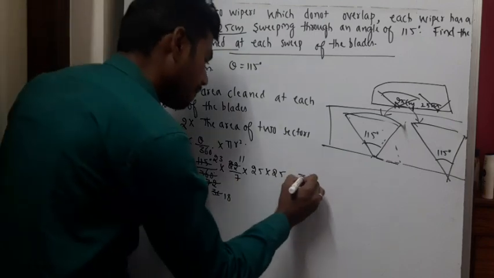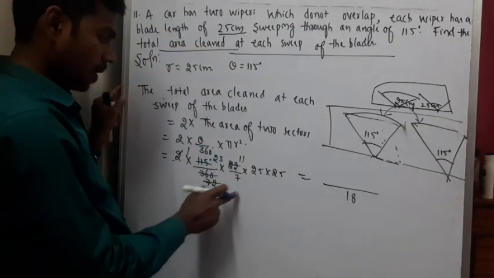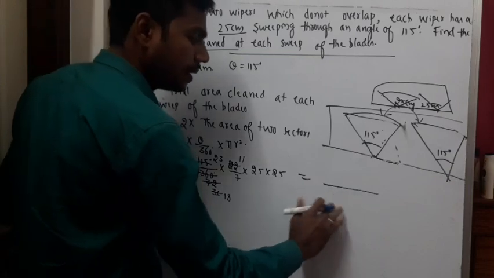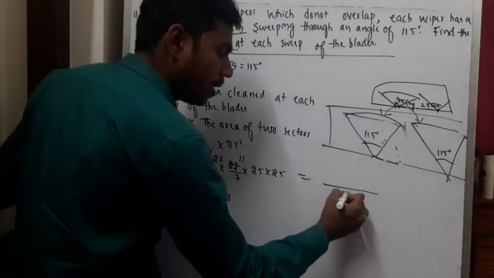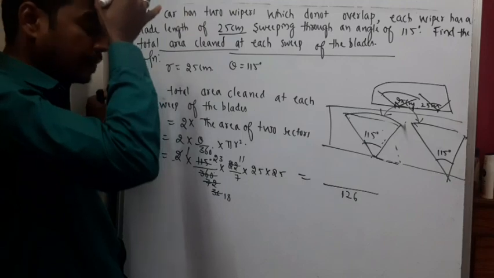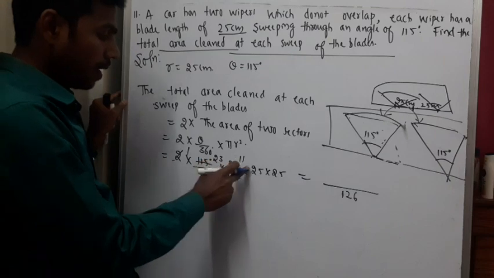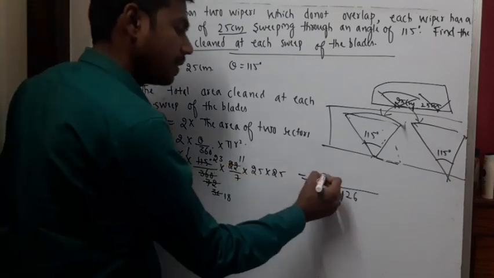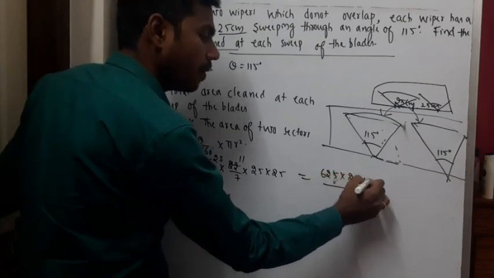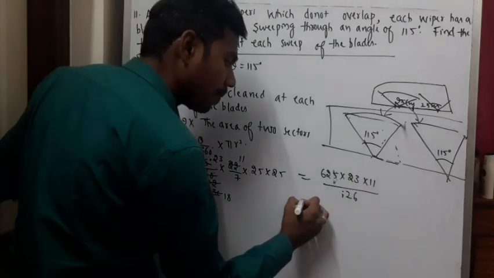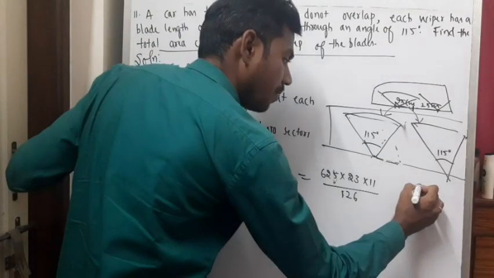So we'll multiply. 18 will remain in the denominator. So 18 into 7 is nothing but 18 sevens are 126. Okay. Next, 23 into 11 into 25 into 25. 25 into 25 is nothing but 625 into 23 into 11. Now 625 into 23.